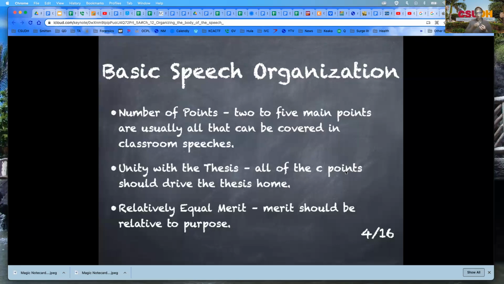So you need to make sure that all 3 of your points are equal. If I spend 6 minutes discussing point number 1, but I only spend 1 minute discussing point number 3, again, point number 3 falls off. Point number 1 becomes the one that is more important. So you have to make sure that they have relatively equal merit. Make sure you discuss them all equally, give them all the same amount of value. That way the audience will see that they are all equally as important.